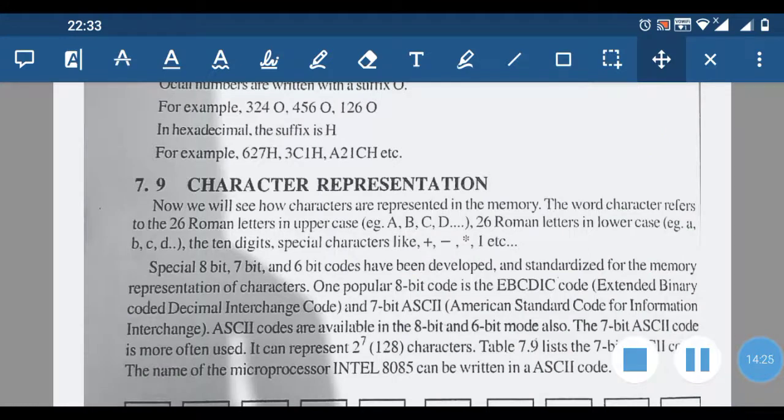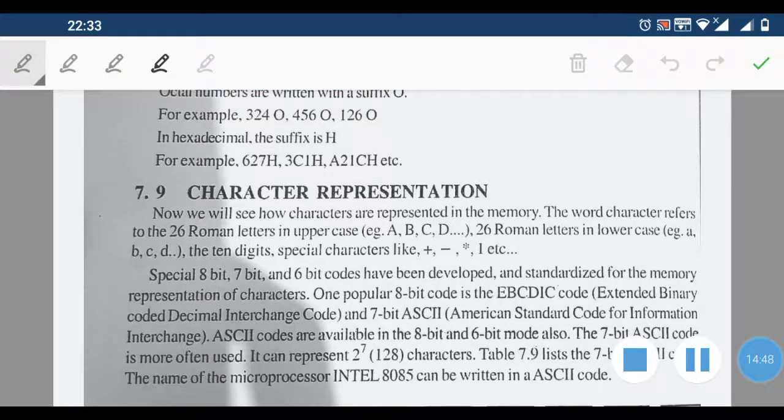Now the next thing we have to discuss is the character representation. Sometimes we have to represent certain data in the memory space. The word character refers to the letters which we use in English, that is the 26 uppercase letters, 26 lowercase letters, 10 digits, and special characters. All these are included in the character representation.